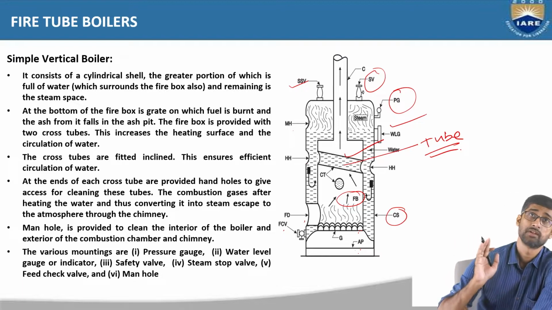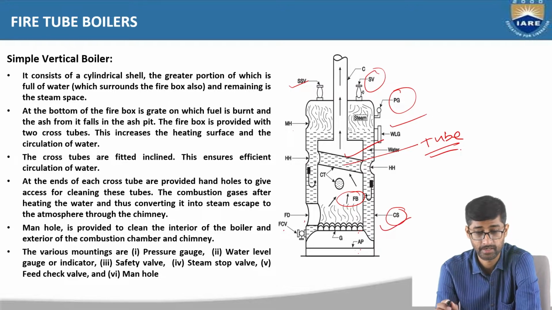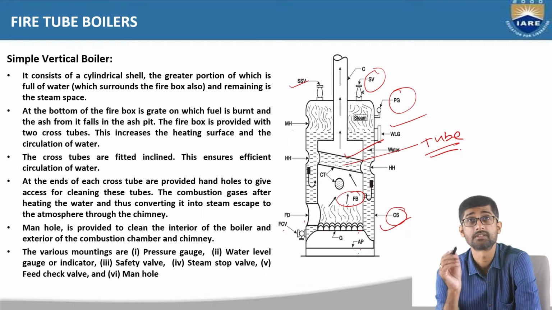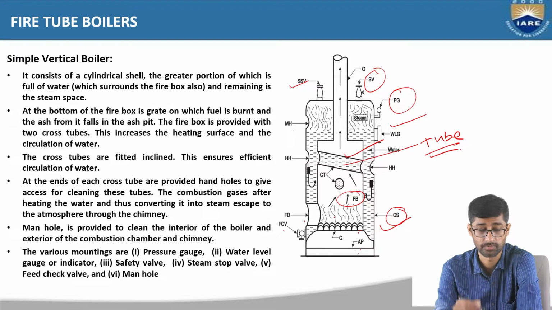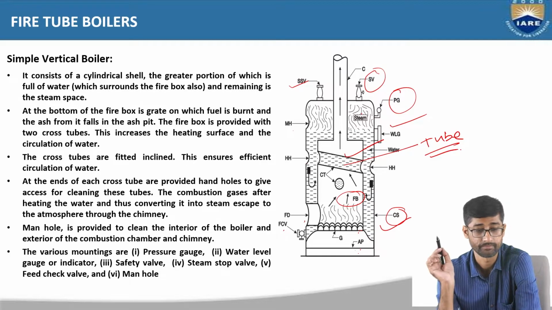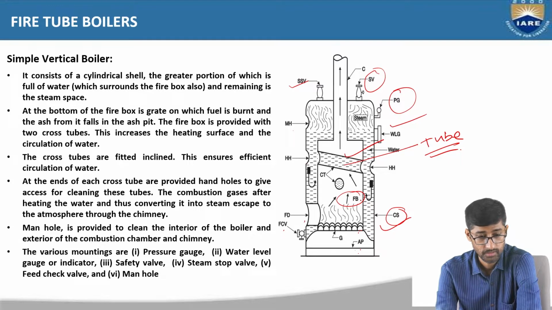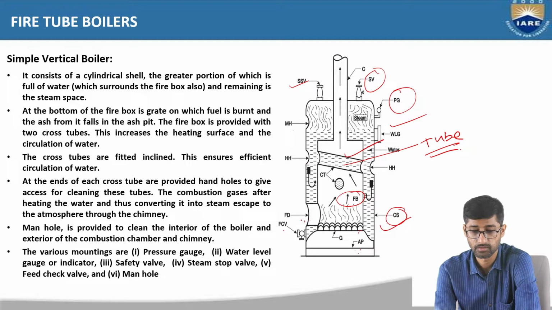The first fire tube boiler is the simple vertical boiler. It consists of a cylindrical shell, the greater portion of which is full of water, surrounded by a firebox, and the remaining part is called the steam space, right? At the bottom of the firebox is the grate on which the fuel is burned. This is the fire door, through which coal or fuel is fed, where the fuel is burned, and the ash from it falls into the ash pit.